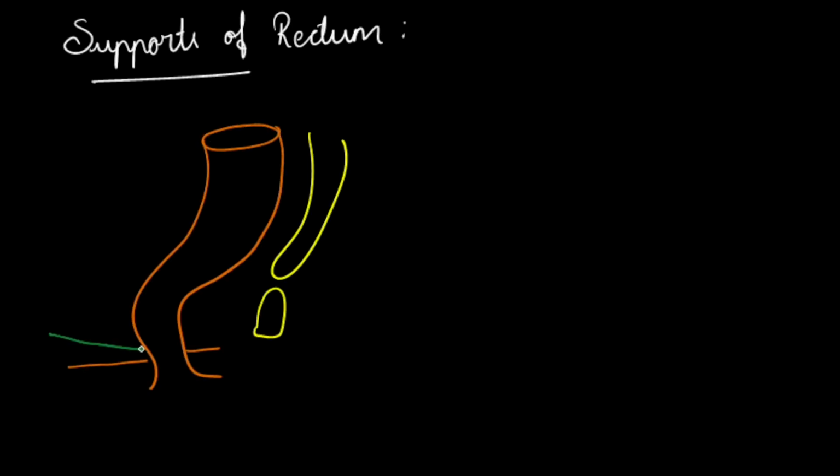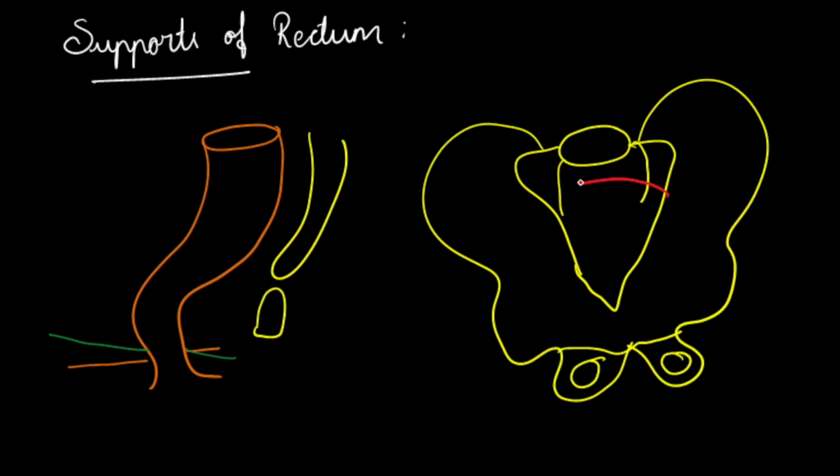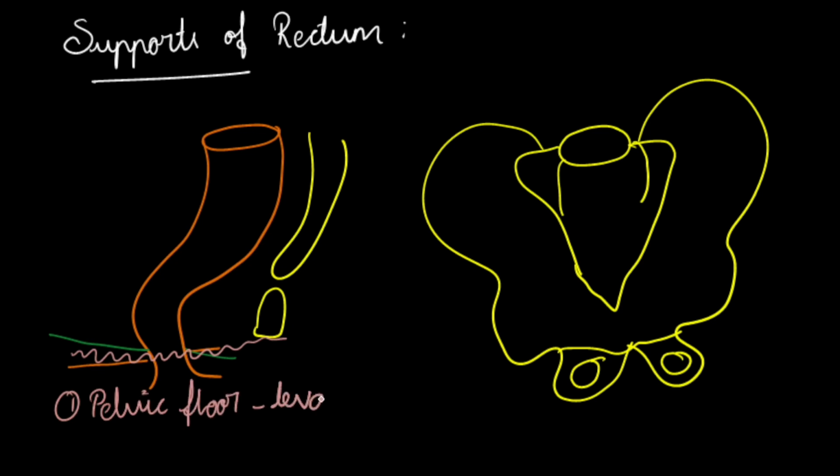So now let us discuss regarding the supports of rectum. So regarding the first support of rectum, that is pelvic floor, which is formed by levator ani muscle. And here comes the perineal body, and here comes the perineal membrane, which mainly forms the pelvic floor support for the rectum. Then comes fascia of Waldeyer.